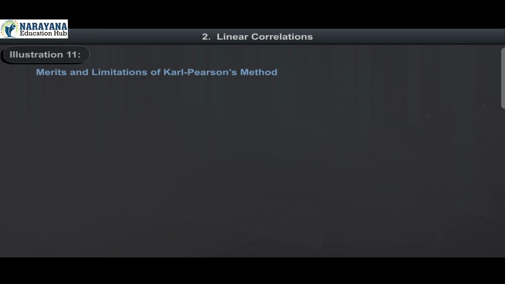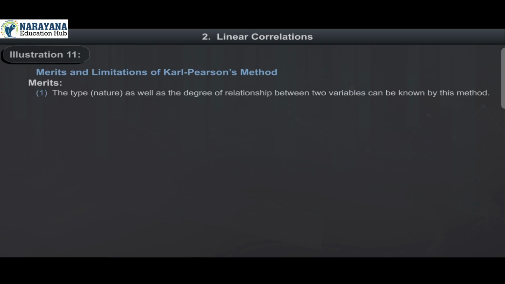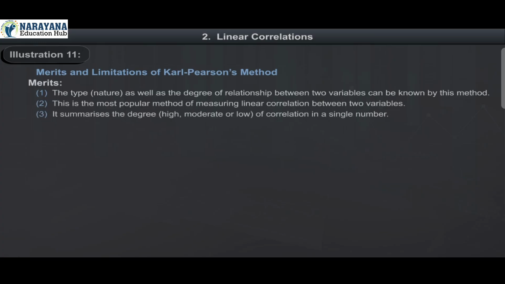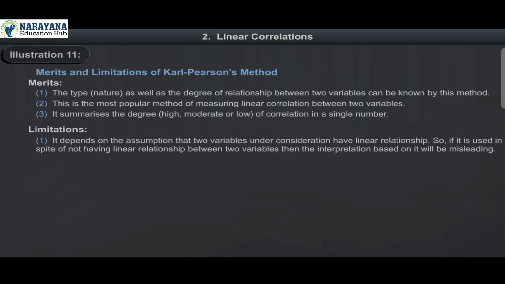Merits and limitations of Karl Pearson's method. Merits. 1. The type, that is nature as well as the degree of relationship between two variables, can be known by this method. 2. This is the most popular method of measuring linear correlation between two variables. 3. It summarizes the degree, that is high, moderate or low, of correlation in a single number. Limitations. 1. It depends on the assumption that two variables under consideration have linear relationship.